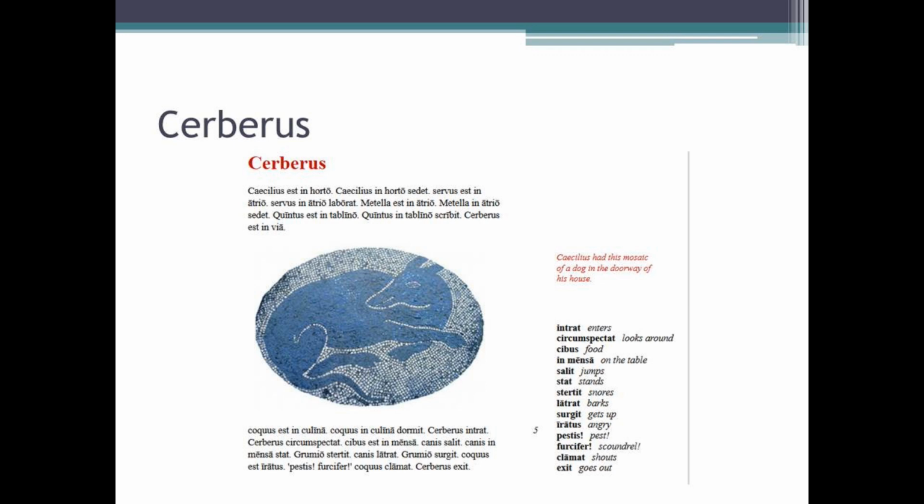Caecilius est in horto. Caecilius is in the garden. Caecilius in horto sedet. Caecilius is sitting in the garden. Servus est in atrio. The slave is in the atrium. Servus in atrio laborat. The slave is working in the atrium. Metella est in atrio. Metella is in the atrium. Metella in atrio sedet. Metella is sitting in the atrium.